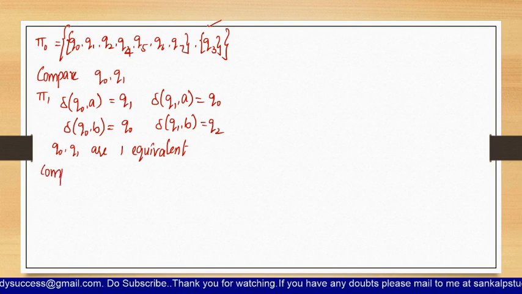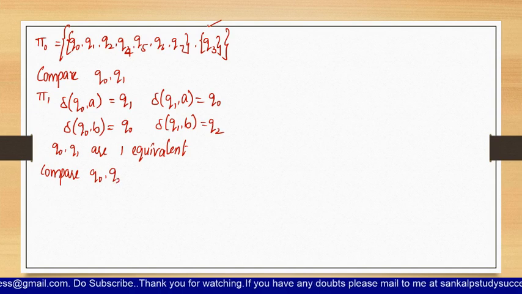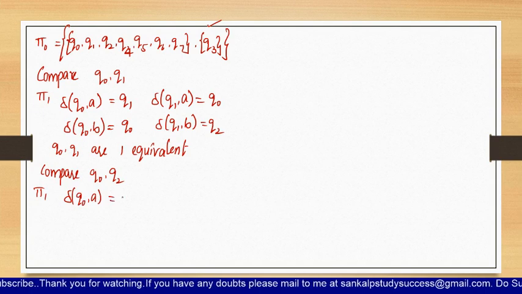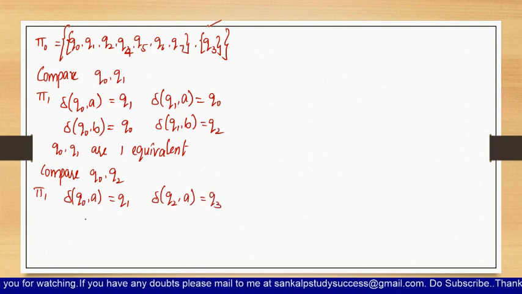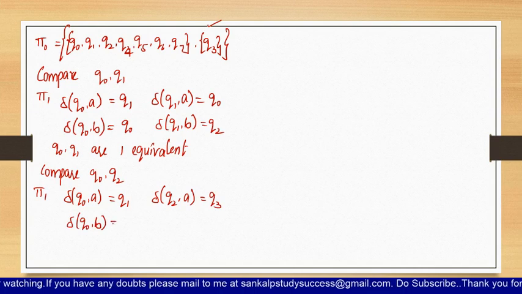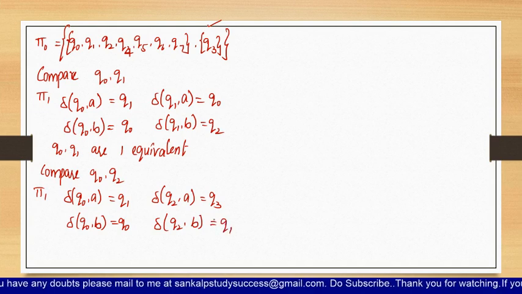Now compare Q0 with Q2, because we are done comparing Q0 with Q1. For constructing pi 1, the transition function of Q0, A is Q1, which we have already written, and the transition function of Q2, A will become Q3. The transition function of Q0, B is Q0, and the transition function of Q2, B is Q1. If you observe under column A, applying input symbol A to Q0 and Q2, we get Q1 and Q3, where Q1 lies in the non-final set and Q3 lies in the final set. That means they belong to two different sets.